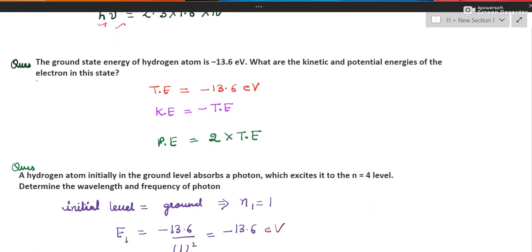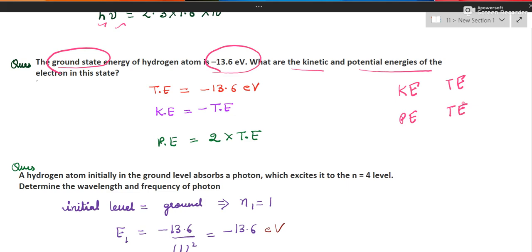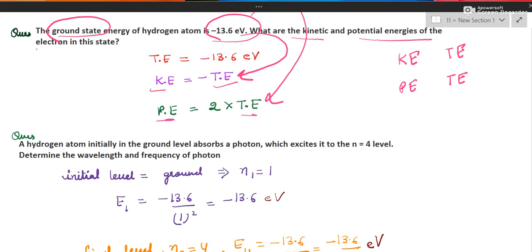Question number next. The ground state energy of an atom is given as this. What are the kinetic and potential energies? So we know the relation between kinetic, total and potential energy. We should know the relation, which is kinetic energy is negative of total energy. So total energy is this. You can substitute. And potential energy is double of total energy. Again you can substitute and find out total energy, potential energy and kinetic energy.